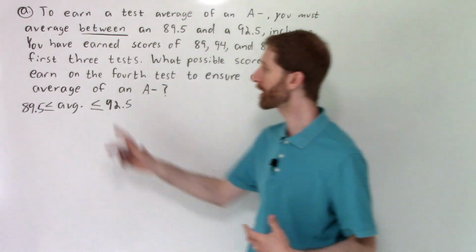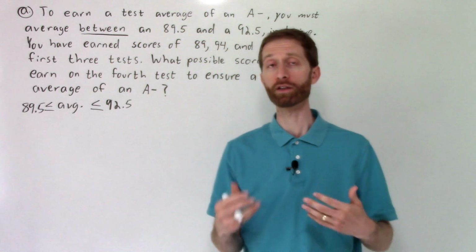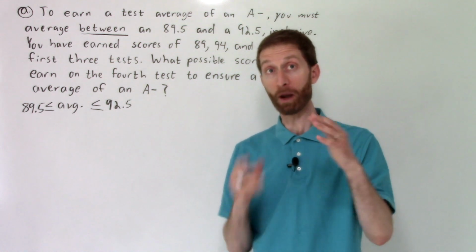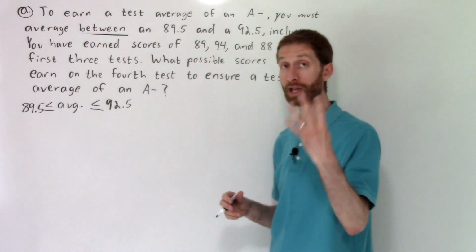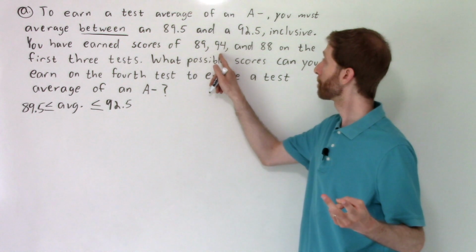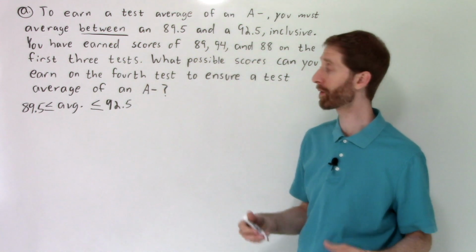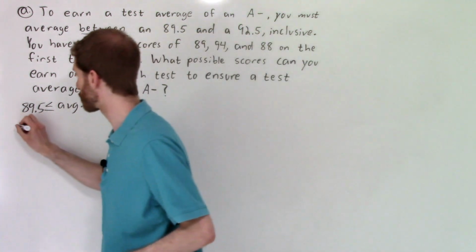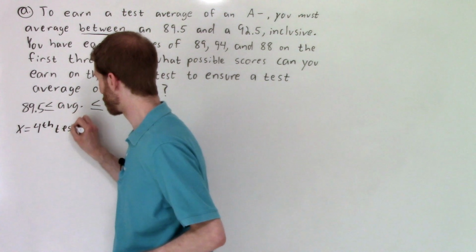Well, let's think about what an average is. An average is where you add up all the things that you're calculating, all the data, and then divide by the number of things that you have. So in this case, we have four tests. We have an 89, a 94, an 88, and an unknown fourth test we'll call X. So X will be our fourth test score.